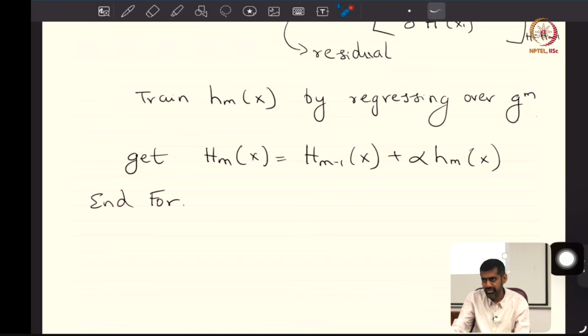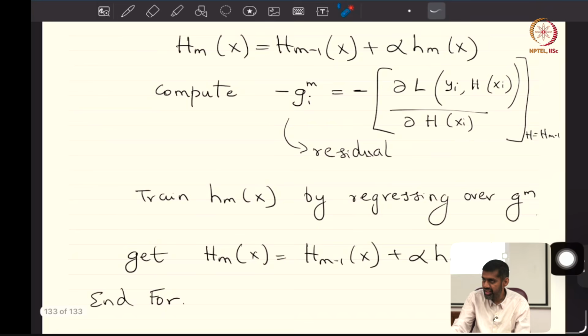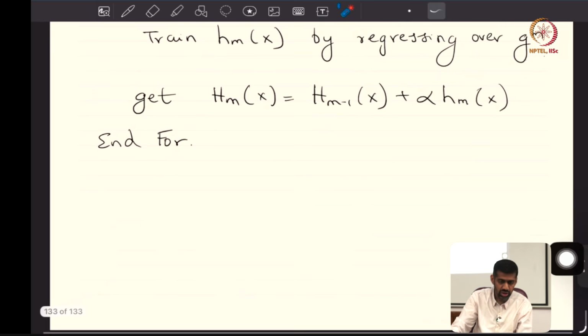XGBoost is one of the go-to algorithms for a lot of industrial applications, because it is very quick to calculate, and it is iteratively finding the solution. It is a boosting algorithm. The individual hypothesis functions are trees, and they are done in such a way that they are regularized at every step, which is what XGBoost is all about. Okay, so are there any questions here?